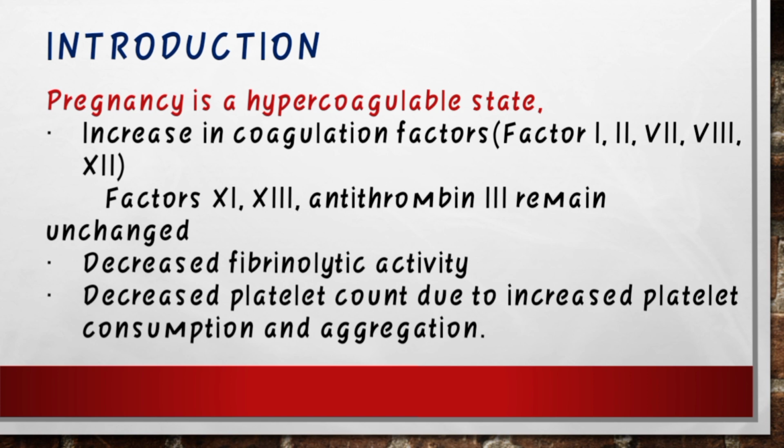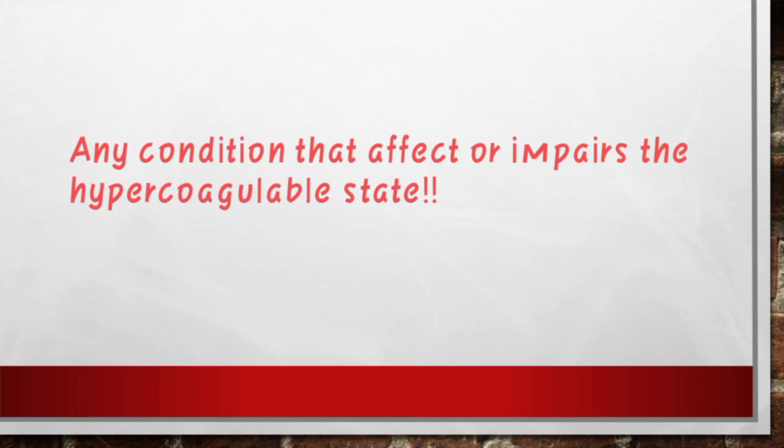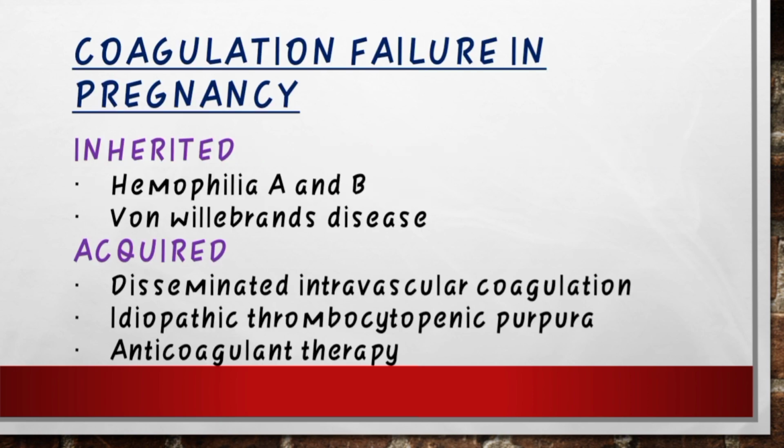In this lecture, we will be discussing coagulation failure. That means any condition that affects or impairs the hypercoagulable state is known as coagulation failure. So let's see it in detail. We can classify coagulation failure in pregnancy into two types: inherited and acquired. Inherited includes hemophilia A and B, and von Willebrand's disease. Acquired includes disseminated intravascular coagulation, idiopathic thrombocytopenic purpura and anticoagulant therapy.